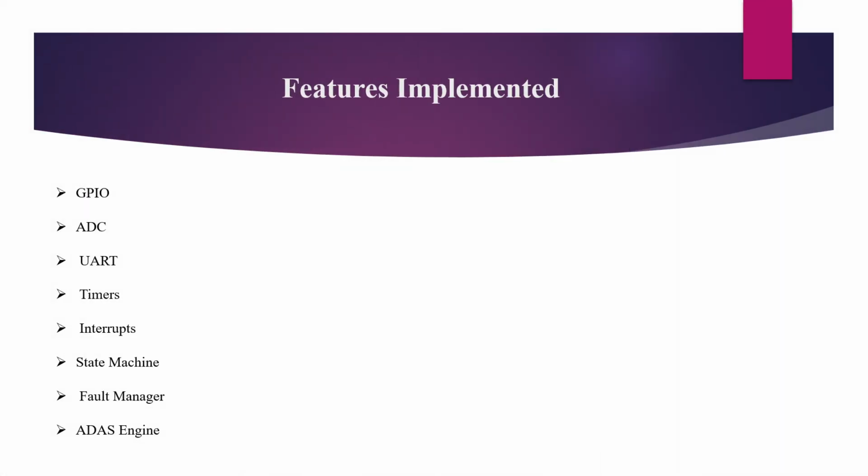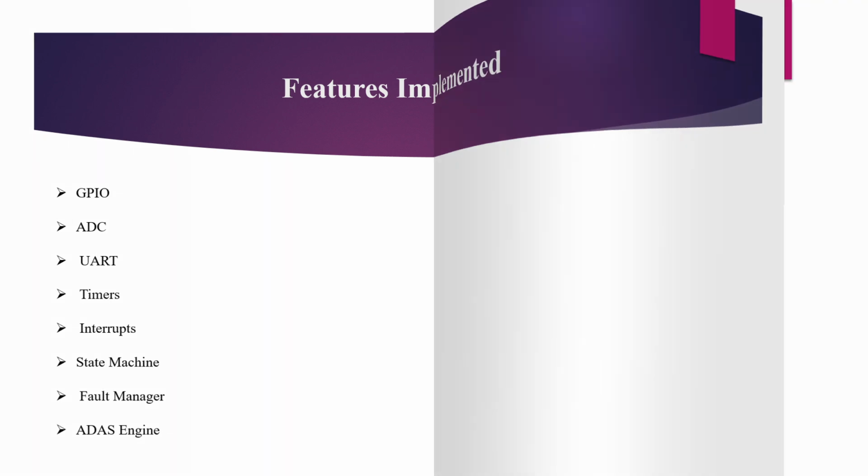Then features. Here are the features which are all implemented in the ADAS project. GPIO is implemented for controlling LEDs and digital inputs. Then ADC, analog to digital converter, is for reading analog sensor values. Then UART, universal asynchronous receiver transmitter protocol, is used for communication with the devices. Timers are used to generate periodic events. Then state machines manage different vehicle operating modes. Fault manager is used to detect abnormal conditions. Then ADAS engine is implemented to monitor obstacle distance and generate safety warnings. So these are all the features implemented in the ADAS project.